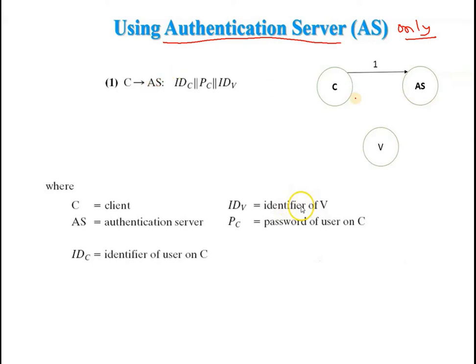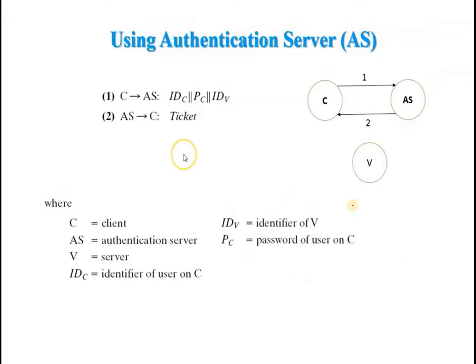In the first step, the client will send a request to the authentication server. What it will send is IDC, the ID of the client or ID of the user, PC, the password of the client, and IDV, the ID of the server. All this information will be sent from the client to the authentication server in the first step. You can see here, C is client, AS is authentication server, IDC is the identifier of the user C, IDV is the identifier of the server V, and PC is the password.